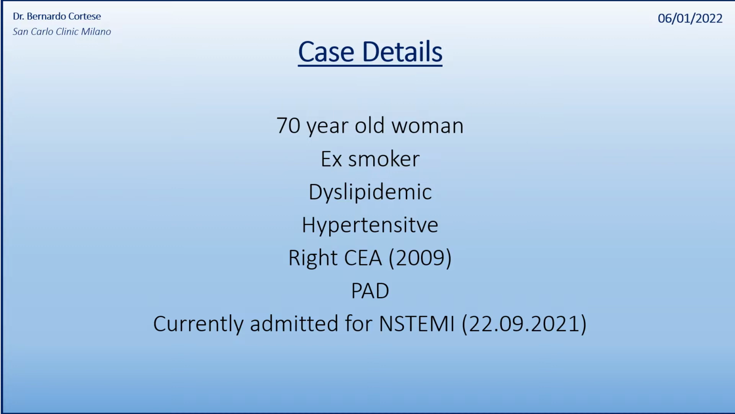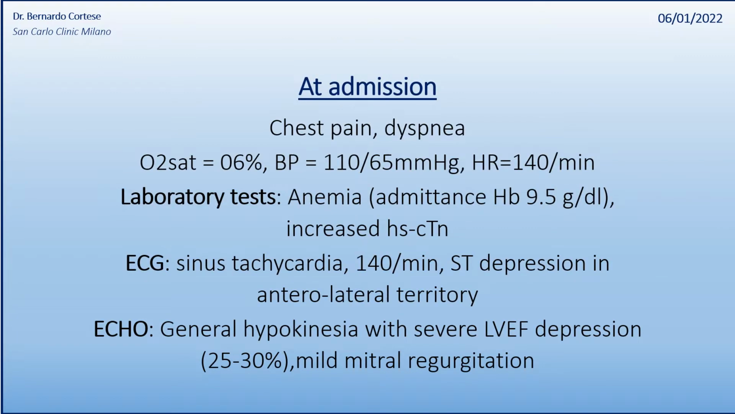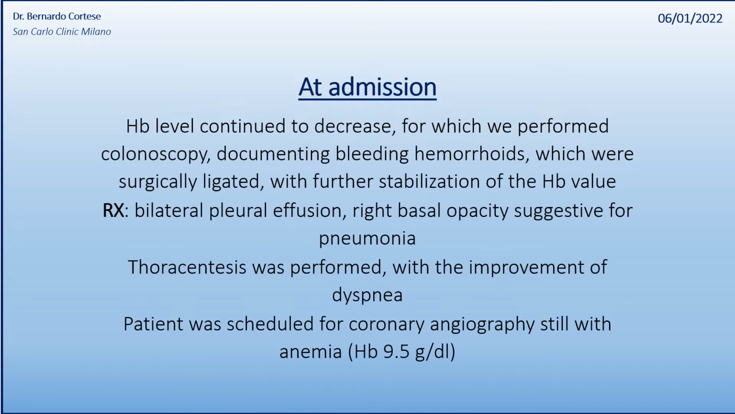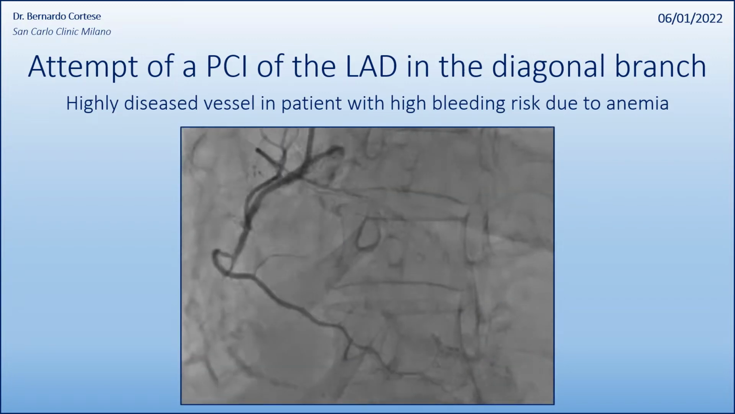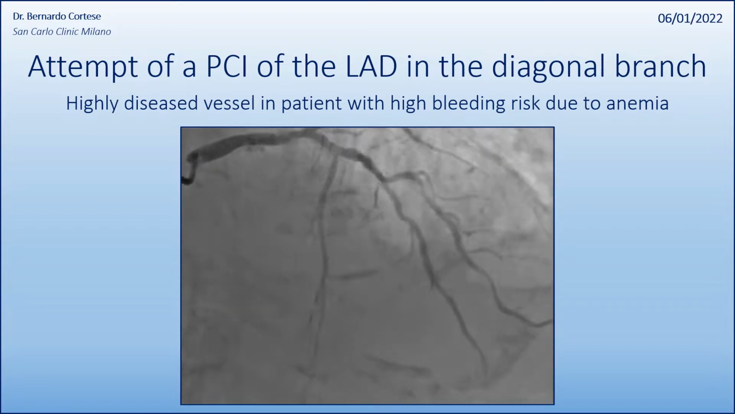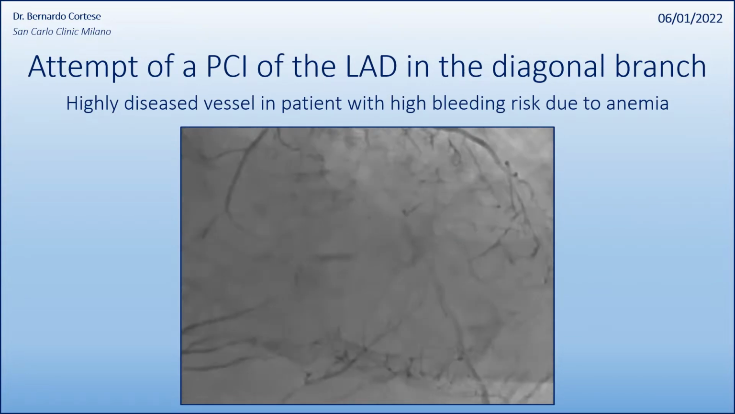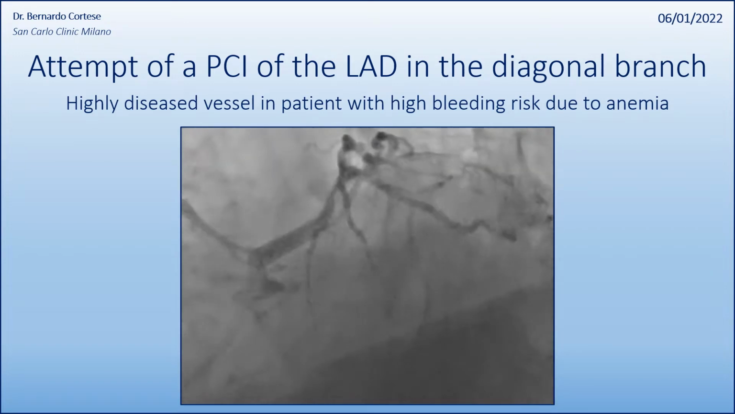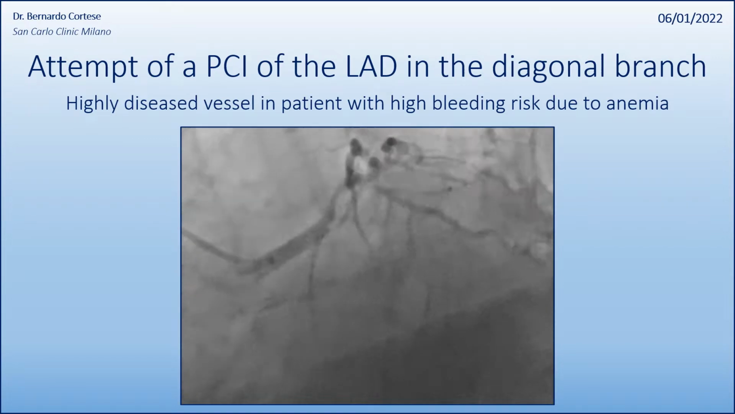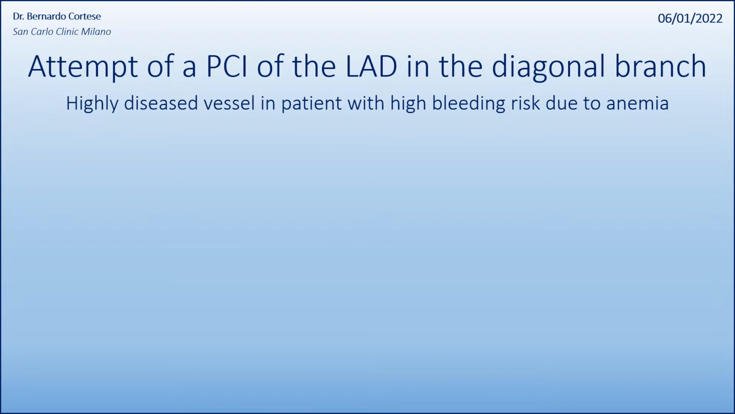It's a tough case with a 70-year-old patient who arrived last week in our hospital with a non-STEMI. We did the coronarography and showed two total occlusions of the circ and of the RCA, with a diffusely diseased calcific LAD. So what we are going to do now is attempt a PCI of the LAD and the diagonal branch, a highly diseased vessel, in a patient with a high bleeding risk because she had anemia and hemorrhages which were operated on, and she still has some anemia which we need to investigate. But the patient is unstable, so we need to fix the LAD disease.